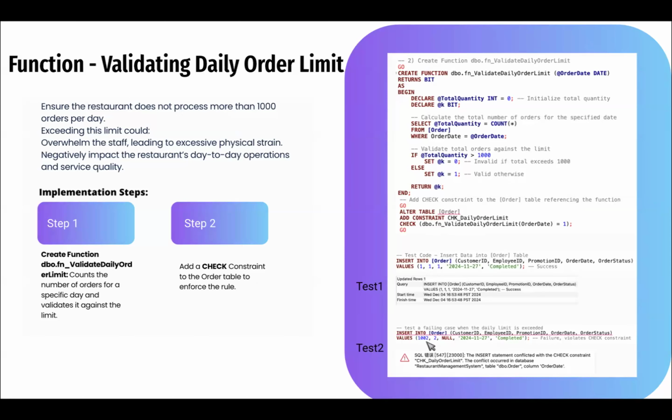And we are showing the test results. The first one is a success when we insert 1,000 orders for a single day. The system allows it. And this is another failed case, showing the system enforces the rule.